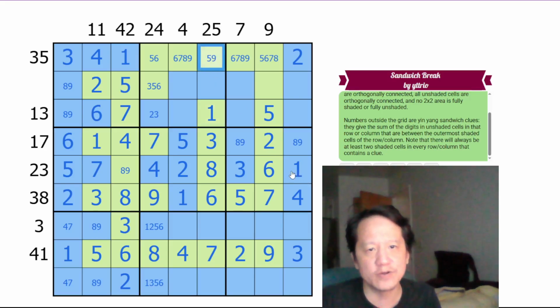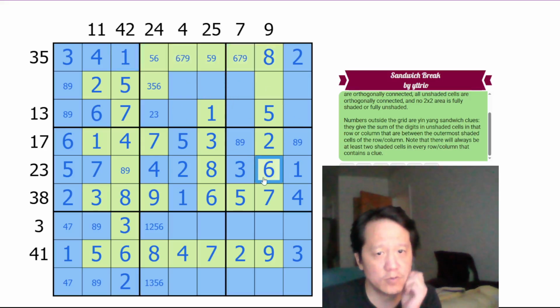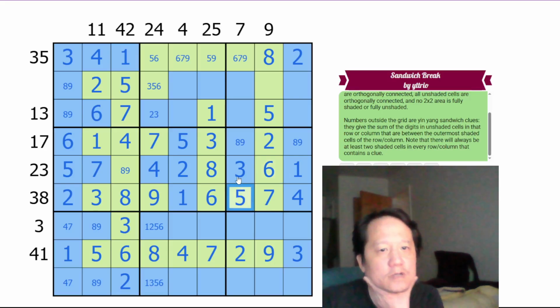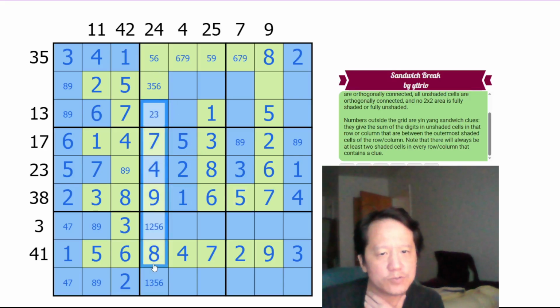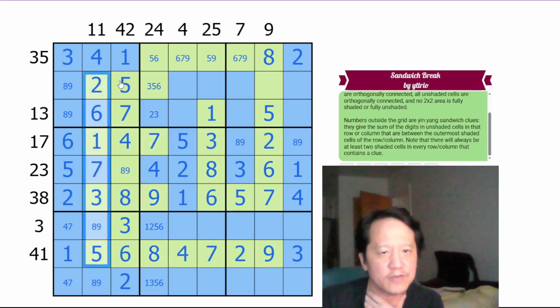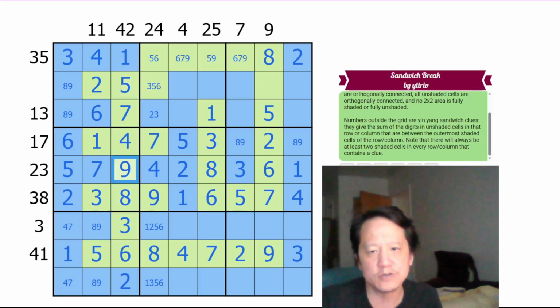No 6, 7, or 8 here. It's 5 or 9. No 5, 6, 7 here because of 5, 6, 7 in the column. So that's 8. No 8 in the rest of the row. So that's 24. So let's count. 2, 1, 3, 5 is 11. 8 eliminates 8 here, so that's 9.